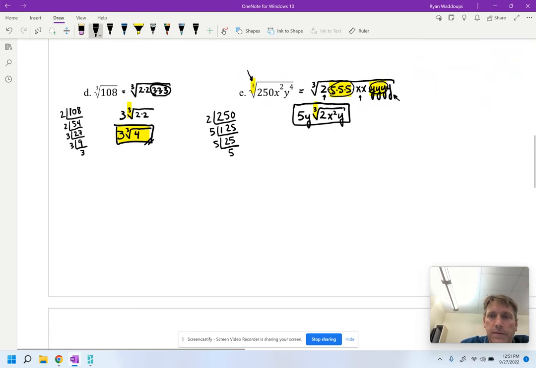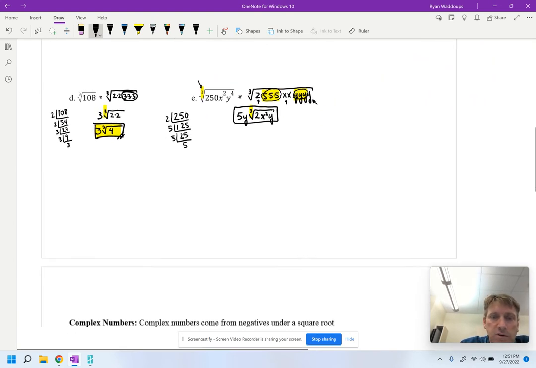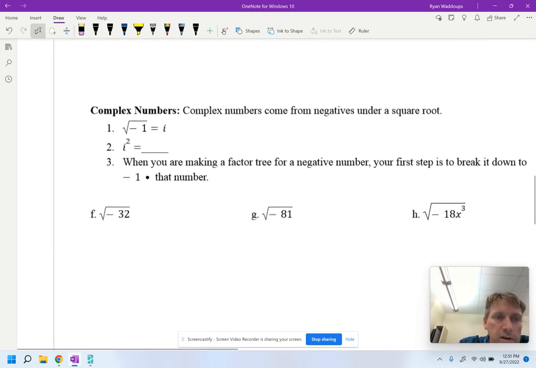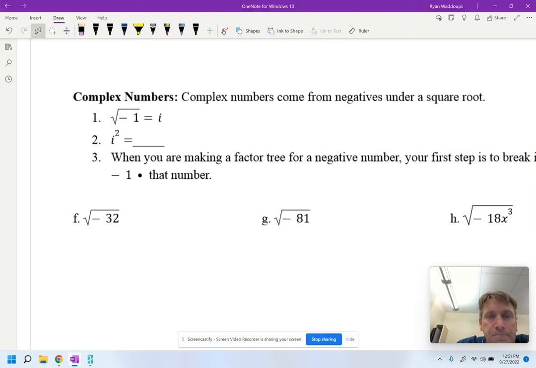All righty. Let's go to the next page. We're going to jump into complex numbers. So complex numbers come from negatives under a square root. The square root of -1 is defined as the imaginary unit i. And i squared is defined as being -1.